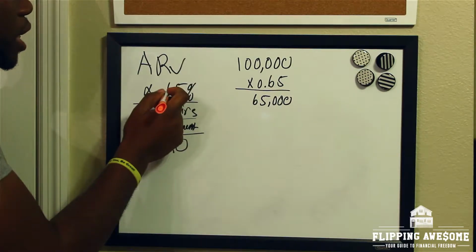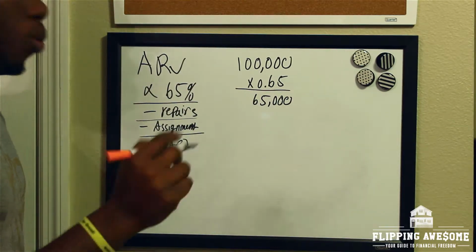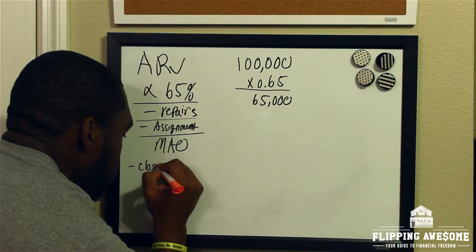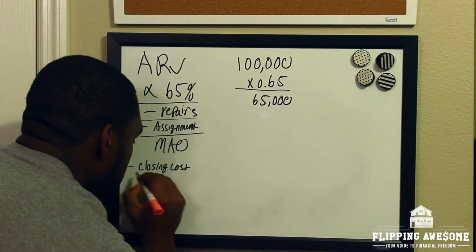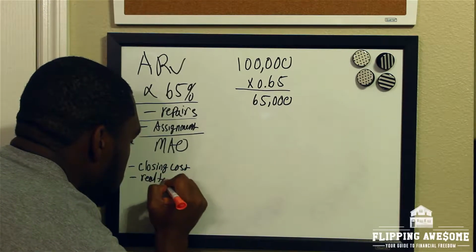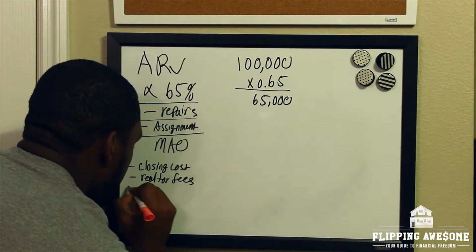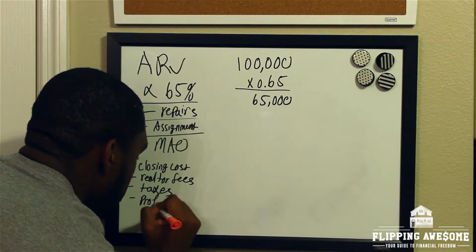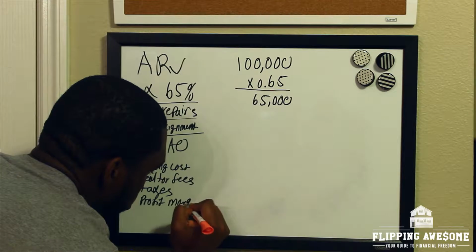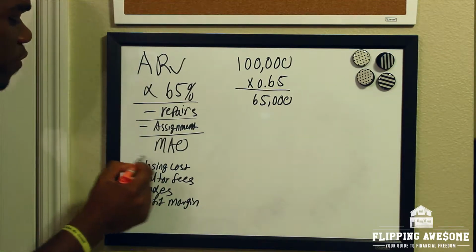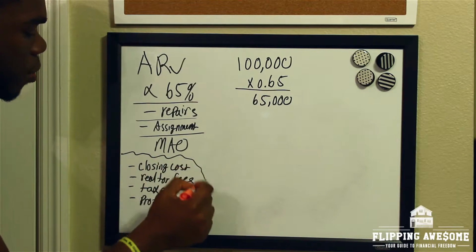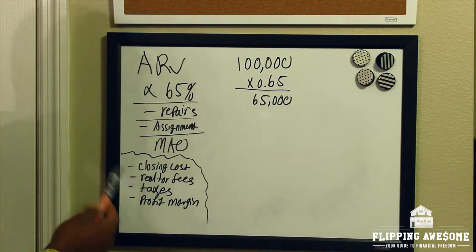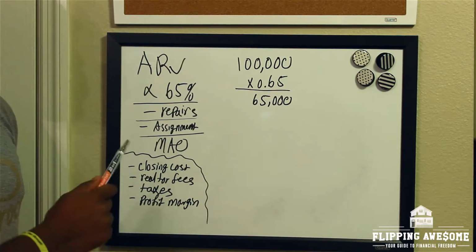So what's included in this 65%, just to let you know, what's included in that 65% is this. Your closing costs, your realtor fees, any taxes that need to get paid, and of course, your profit margin. And this, again guys, this here is for the rehabber that wants to rehab the property. Okay, if you're a wholesaler, of course, this doesn't really apply to you, but it's good to know this because you want to make sure that you're giving your properties at a very good price for the rehabber.